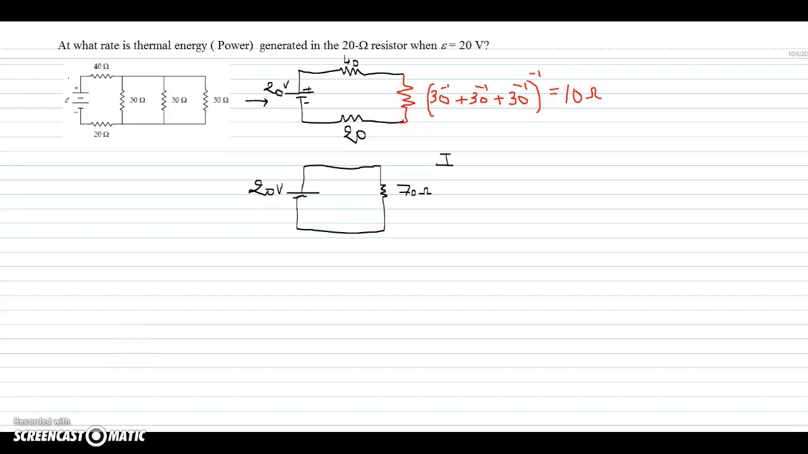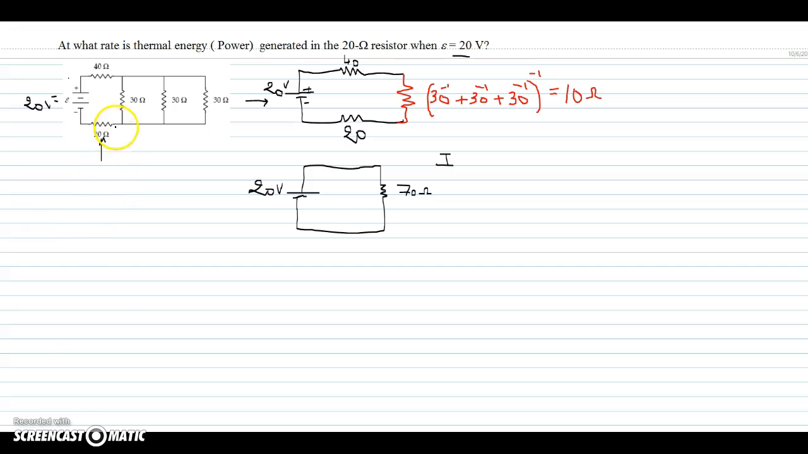In this example, I'm going to go over the kind of circuit analysis we can do if we have only one source, which is the case here. The question is at what rate is thermal energy, which is power, generated in the 20 ohms resistor. The 20 ohms resistor is this one. The voltage is given to be 20 volts.